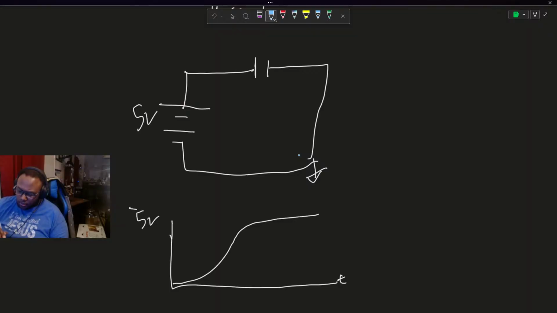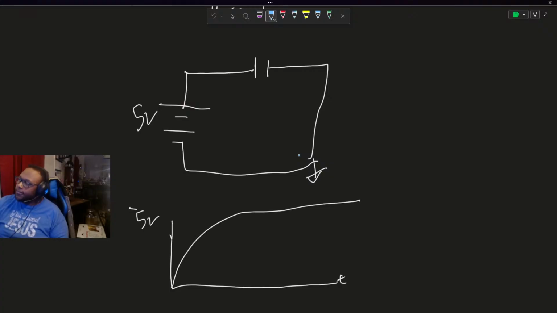It's no, wait, that's not right. That's not right. Charges like this. There we go. It has a huge rise time. It has a huge spike at the very beginning, and then when it reaches steady state, which is right about here, that's where it's basically 5 volts the whole time.